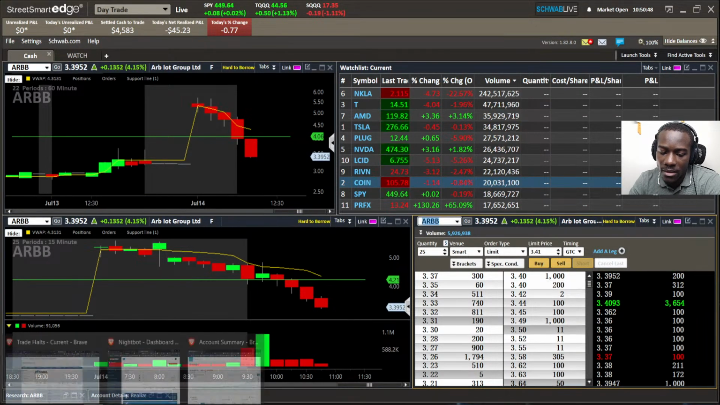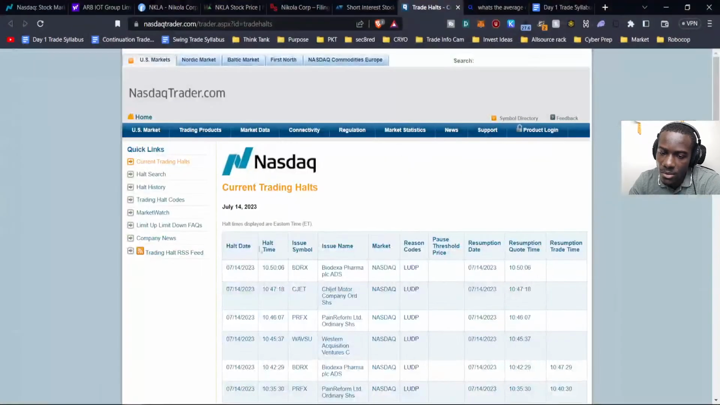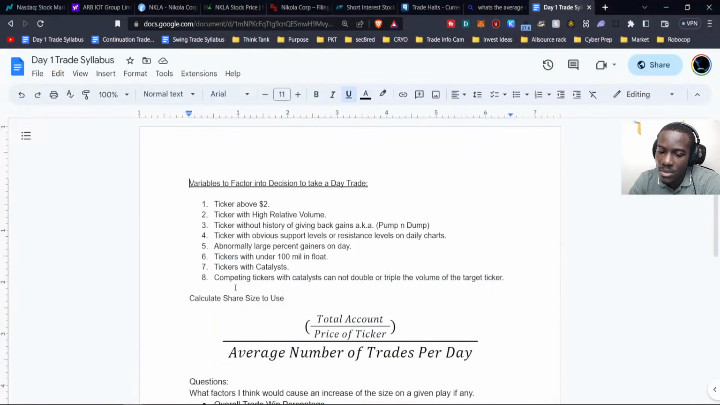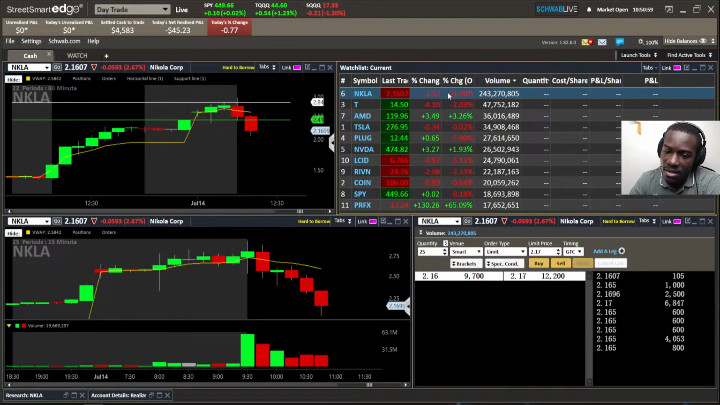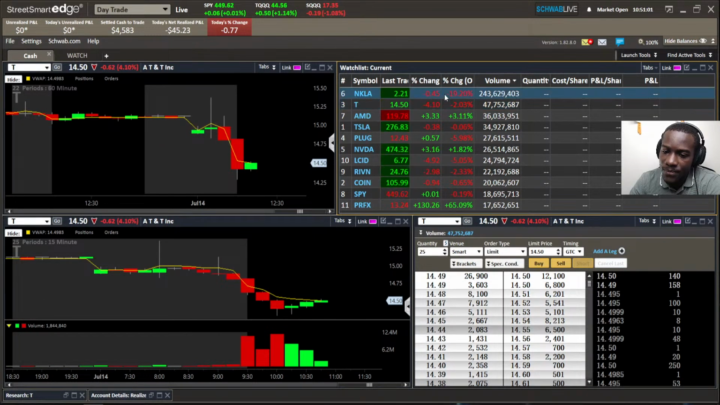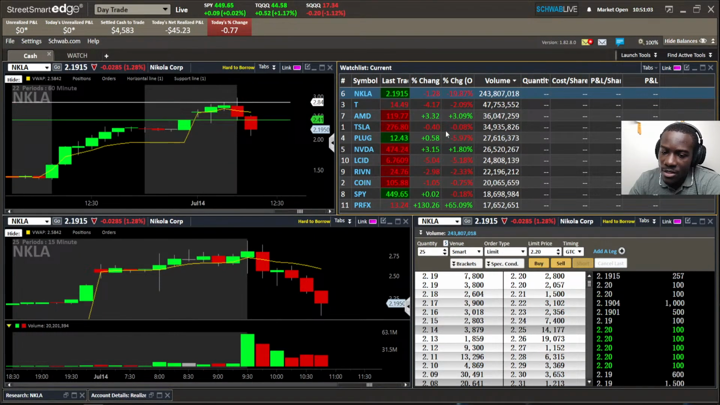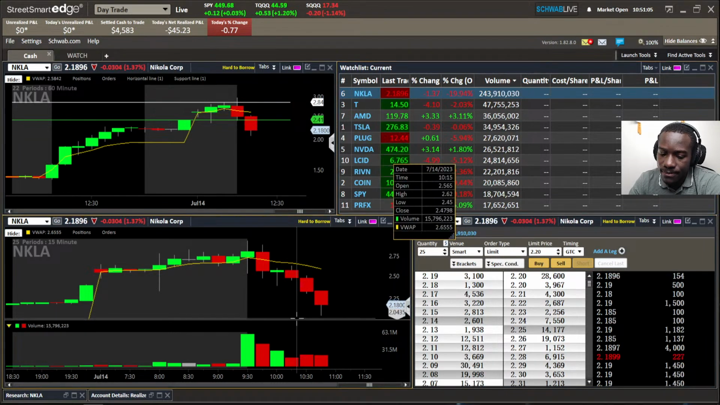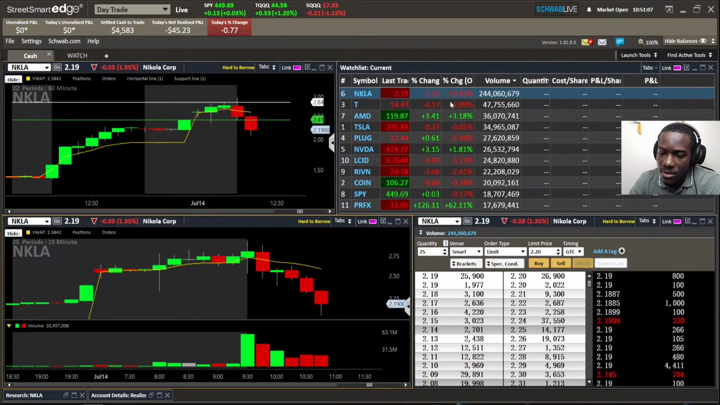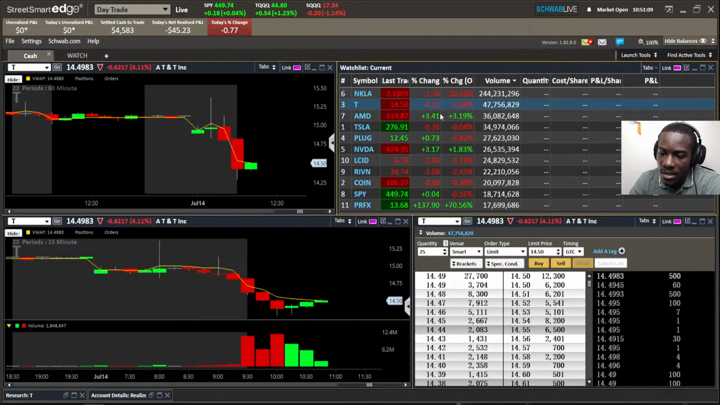So if we look at the rule set, I don't want to see any tickers doubling or tripling the volume, especially with catalyst. And there are definitely some up here with catalyst. It's jumping off of that 219, but I'm not interested. Jump from $2 to 219. I'm good. I leave that one.